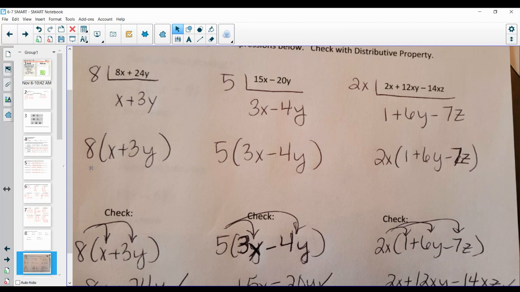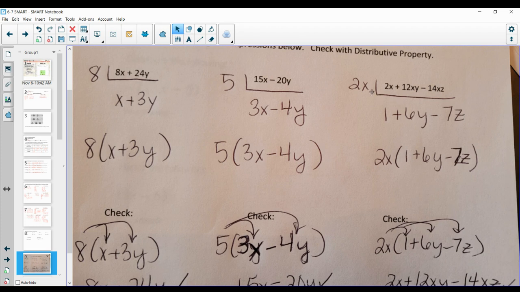You're looking at, does your answer match my answer? So you should have had 8 and then in parentheses x plus 3y. Notice when you look in the parentheses, they no longer have any common factors. Okay, it should be in simplest form. So same concept going forward. For this next one, you could take out 5 and you had 3x minus 4y.